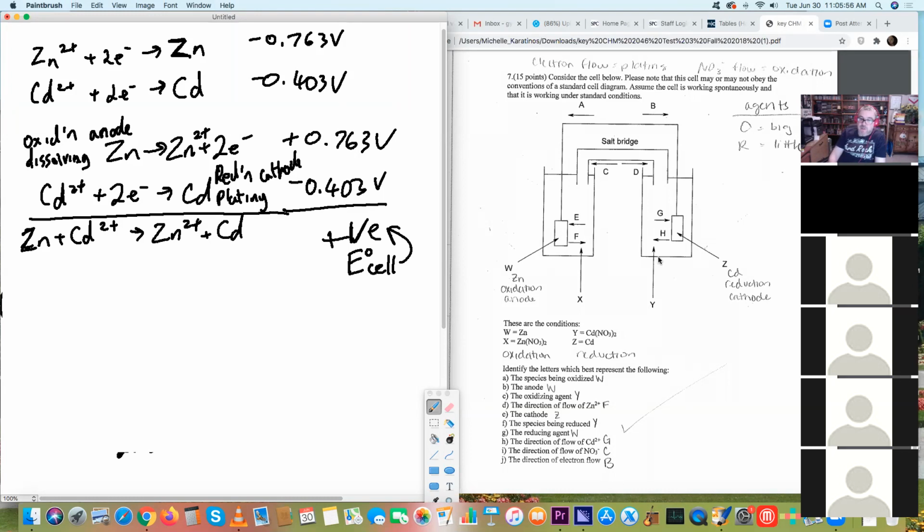The reducing agent. Sorry, go on. This is kind of an off question, but do we specifically use alkaline earth metals for batteries because it's a +2? Generally, well, you know what? I've never heard of that.